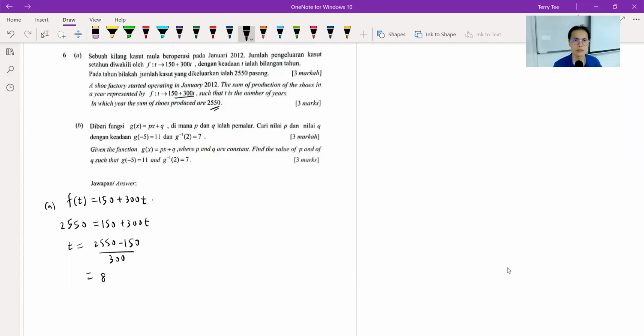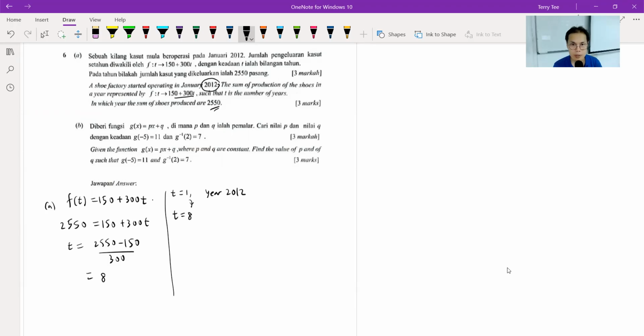Now, the factory starts operation in 2012. So you're finding T, the number of years. That means when T equals 1, T equals 1 is year 2012. T equals 8.